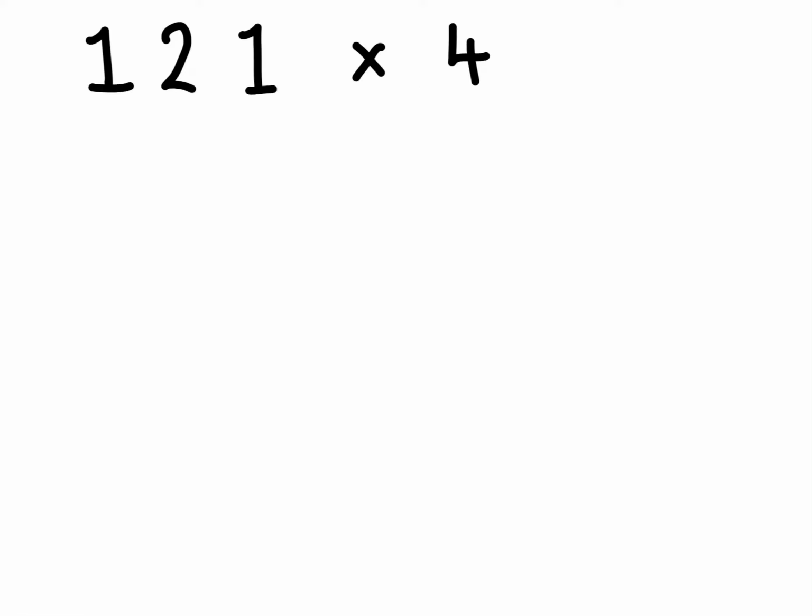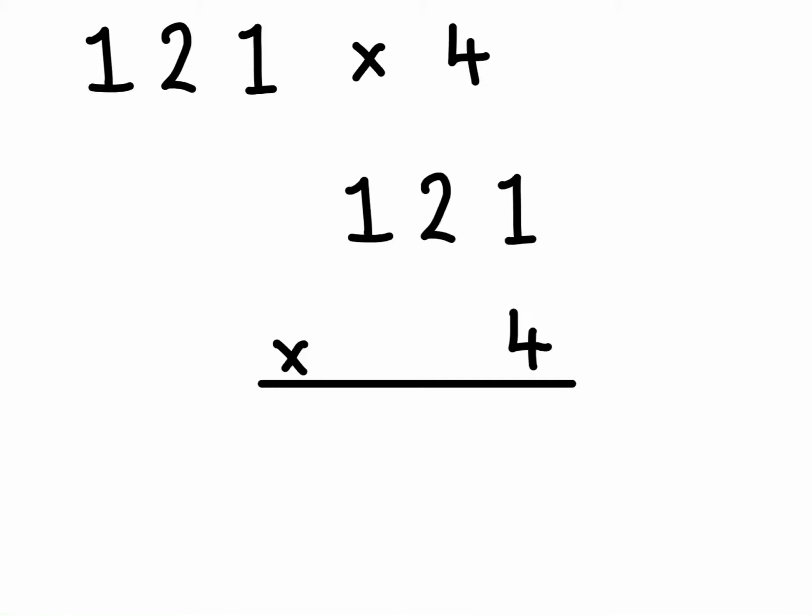Here's another example, 121 times 4. Again, the bigger number on the top. Just like last time, the arrows indicate in which order we are multiplying. First 4 by 1, then 4 by 2, then 4 by 1. So 4 by 1 will give us 4, 4 by 2 will give us 8, and 4 by 1 again will give us 4, giving us our answer 484.